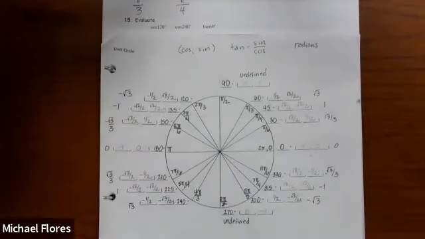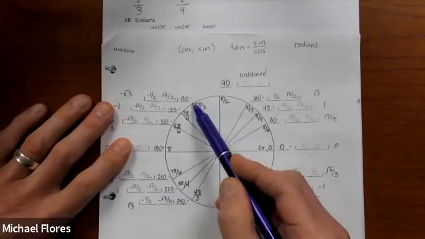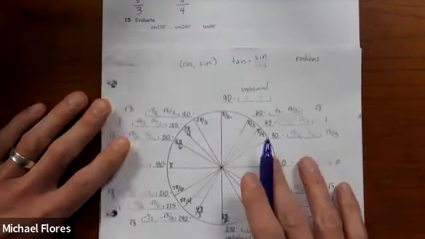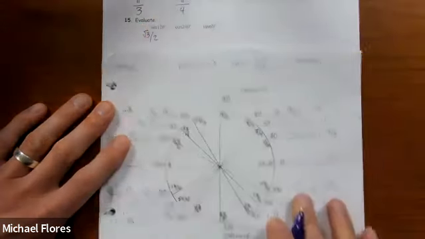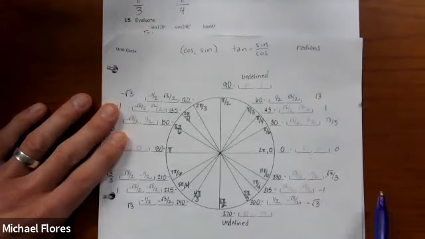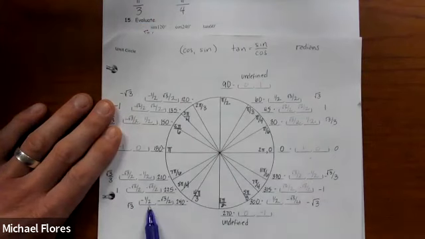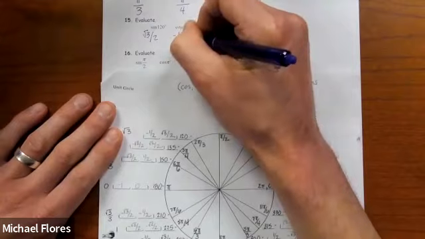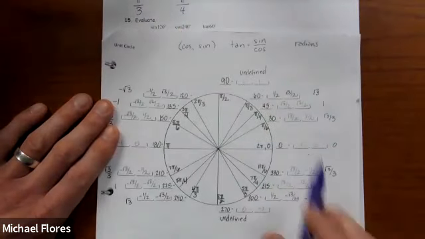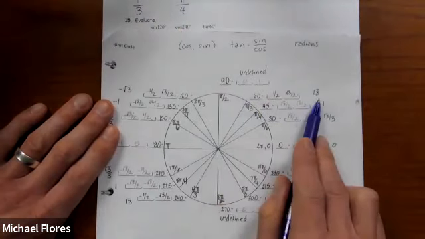Sine of 120 degrees. Here's 120 degrees. The sine value is √3/2. Cosine of 240. Here's 240. That cosine value is -1/2. Tangent of 60 degrees. Here's 60 degrees. The tangent value is √3.